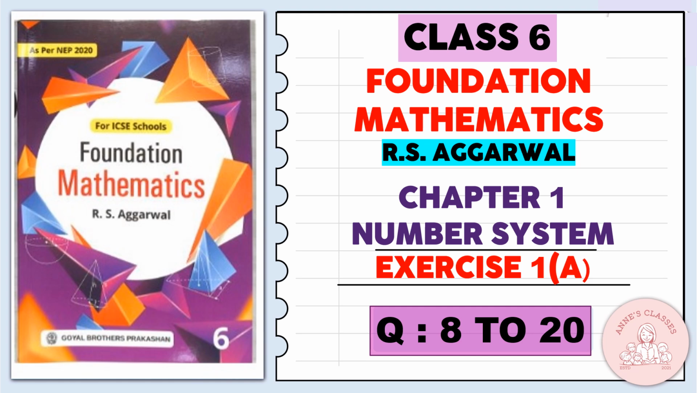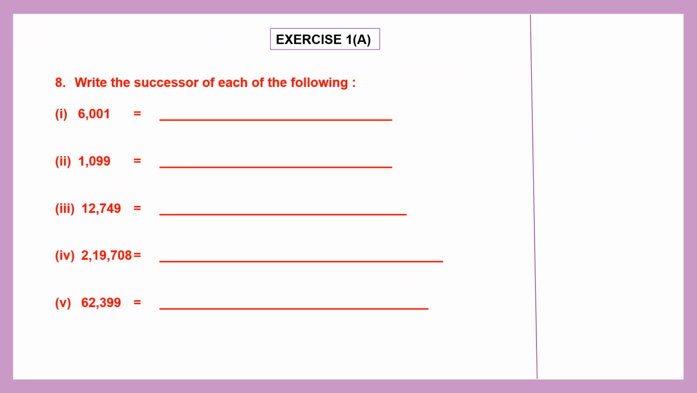Let's do chapter 1 number system exercise 1A. So we are doing exercise 1A and we are now with question 8. Write the successor of each of the following. Successor of a number means the number that comes after a number. So all we have to do is add 1 to the number given and we will find the successor.